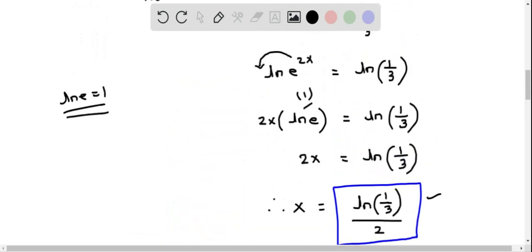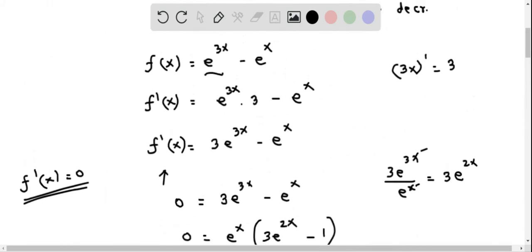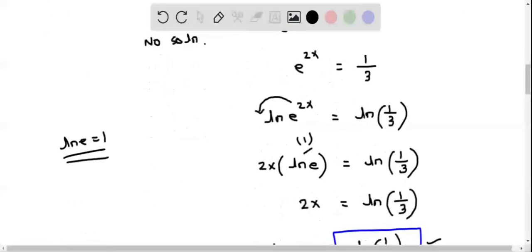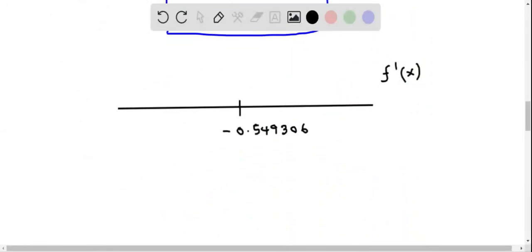So let's consider the f prime of x. We can consider this expression, which is in factor form, that is e power x times 3 e power 2x minus 1. So I'm going to consider this as the f prime of x, which is e power x times 3 e power 2x minus 1.